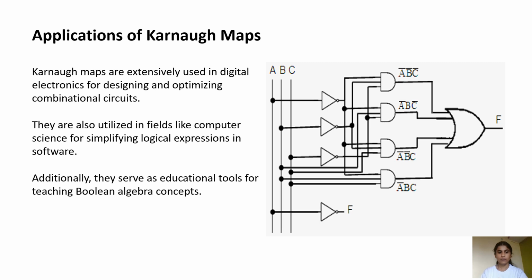Applications of Karnaugh maps. Karnaugh maps are extensively used in digital electronics for designing and optimizing combinational circuits. They are also utilized in fields like computer science for simplifying logical expressions in software. Additionally, they serve as educational tools for teaching Boolean algebra concepts.